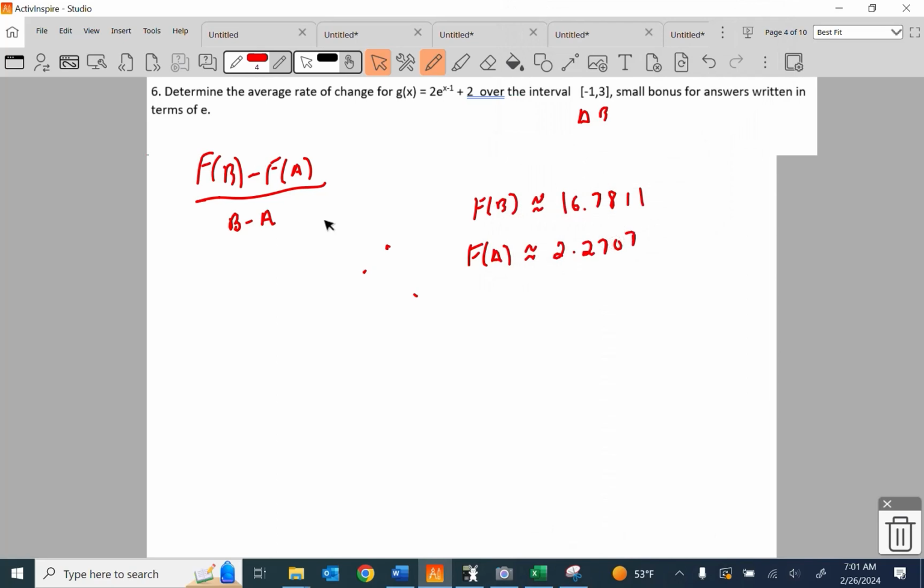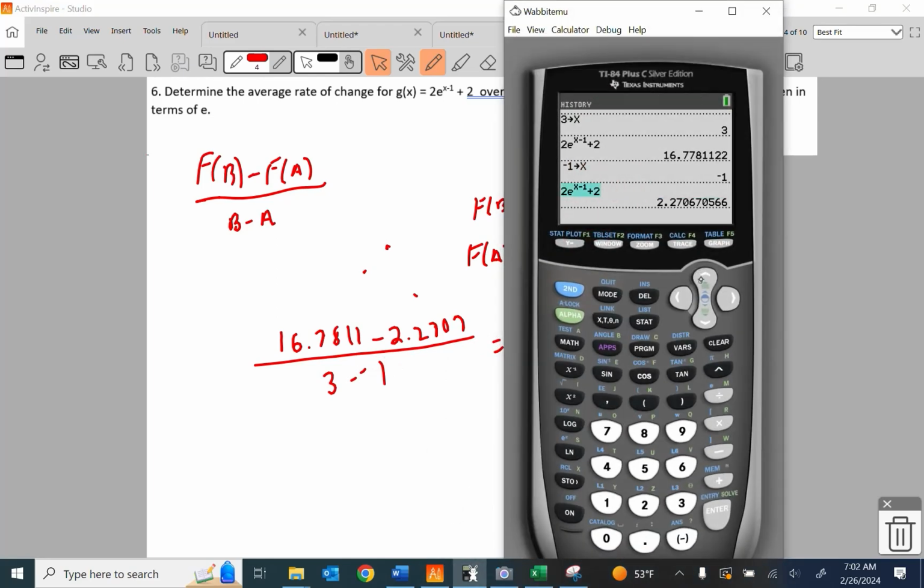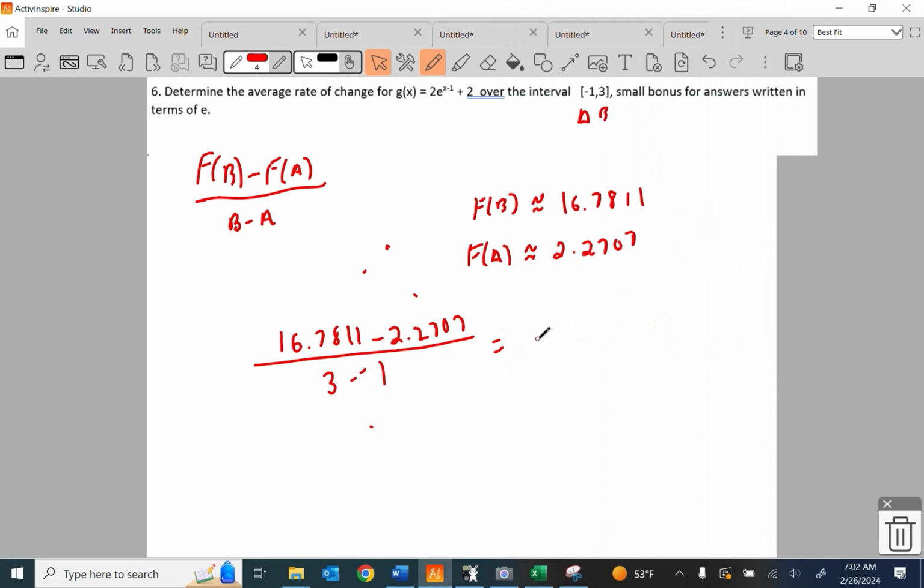And I'm just going to throw numbers at this formula. 16.7781 minus 2.2707, sitting pretty over 3 minus a negative 1. I'm going to do this in multiple parts. See, I have this minus that, enter, and divided by 3 minus negative 1, 4. And just be pushing buttons, make sure you can get it. 3.6269. That's the average rate of change over that interval.